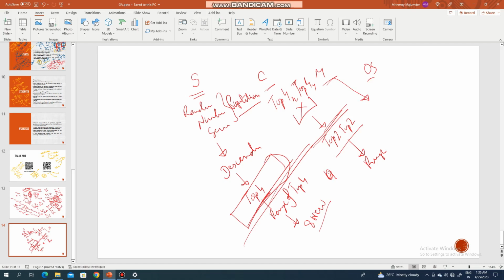And in case of mutation phase, what happens? Yes, top 2 range, new 8, exchange, okay. And with the help of exchange, you will get a new population. Actually, 2 new populations you will get.